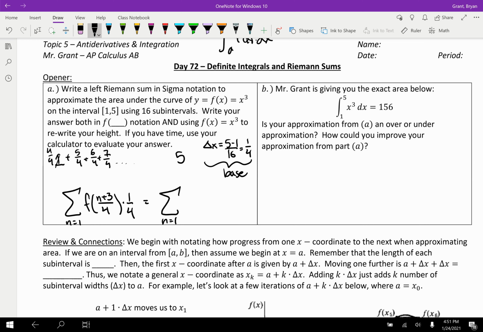Well, if you start at 1, it's very easy to determine where you stop. You wanted 16 subintervals, so 16. And there we go. This would give us our Riemann approximation for the area under the curve.